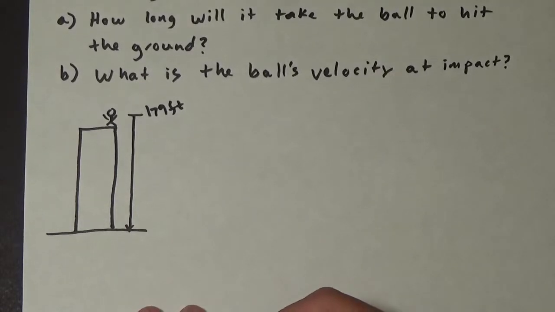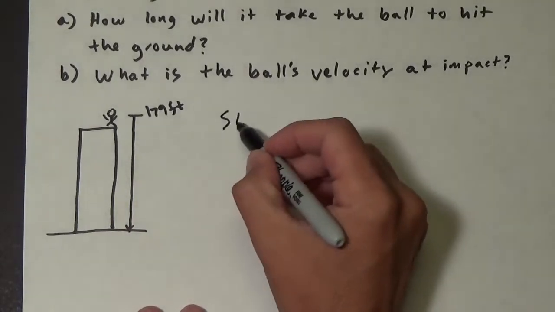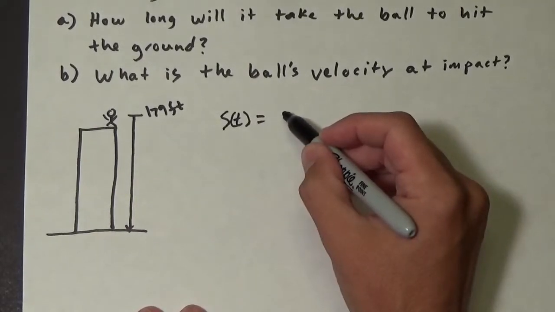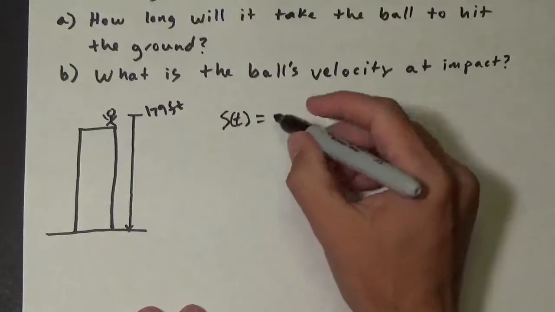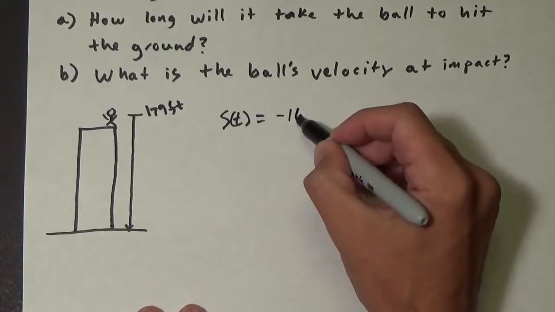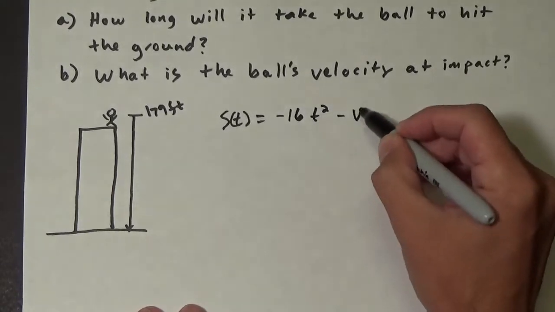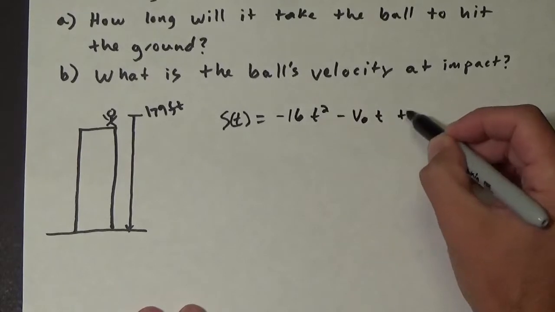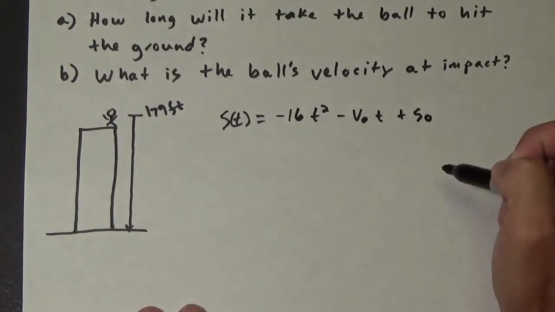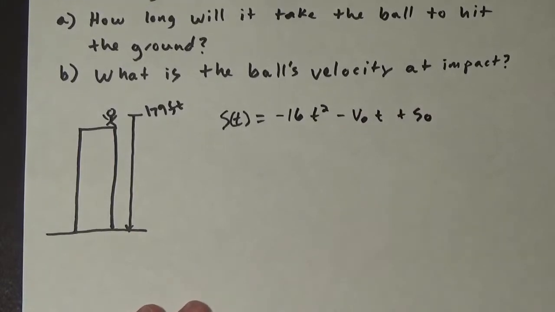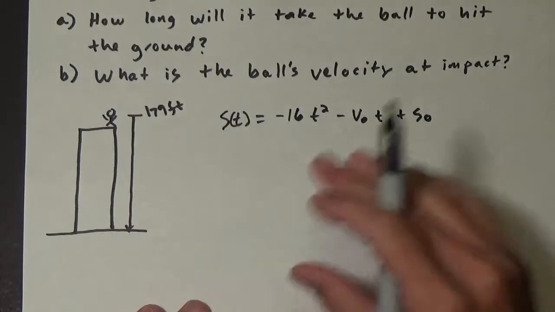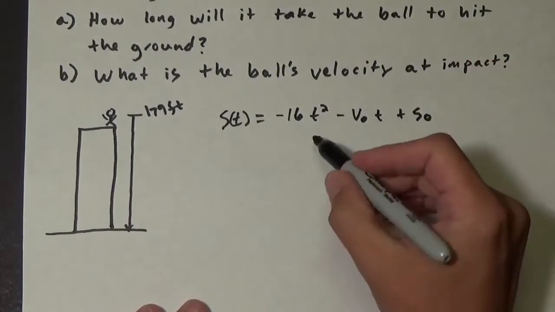The first thing we need to do is come up with our position function. If you remember, s of t equals, because this is in feet, we're going to have to use the English version of this. So that's negative 16t squared plus v sub naught t plus s sub naught. The two things we need to know are the initial velocity and the initial position. Because we just dropped it, we're assuming we didn't throw it down, the initial velocity is just going to be 0.